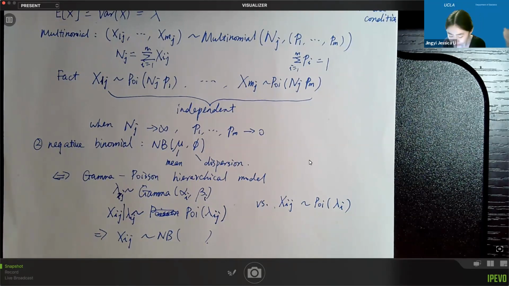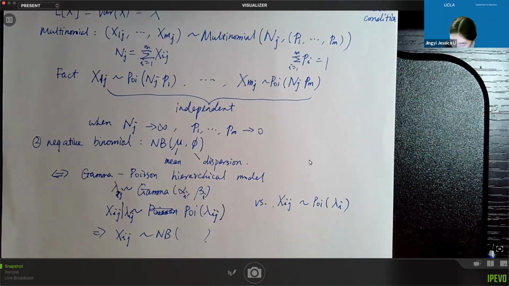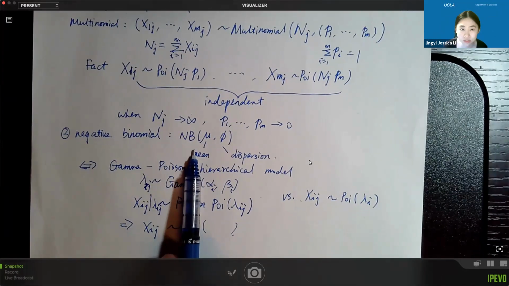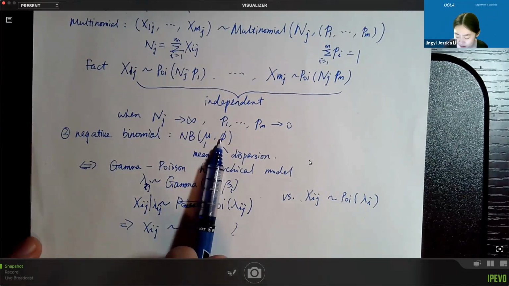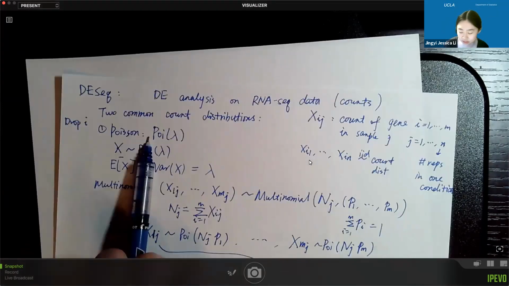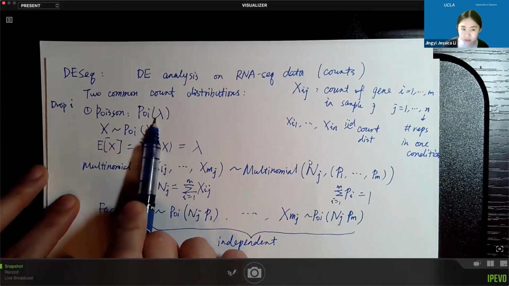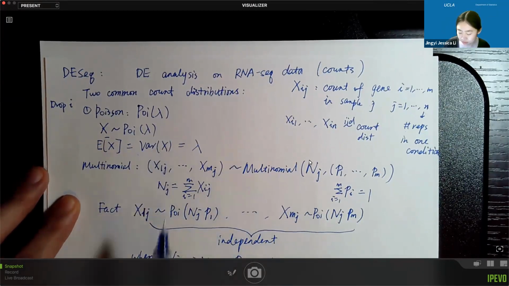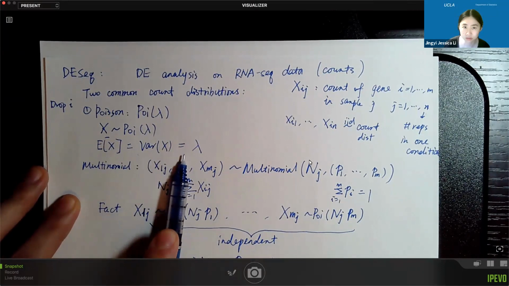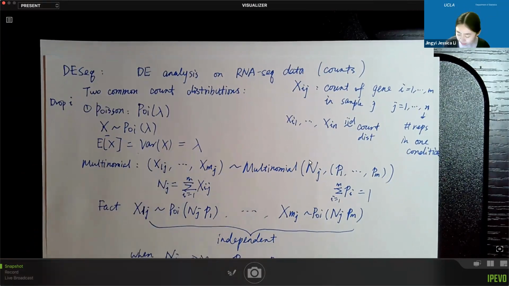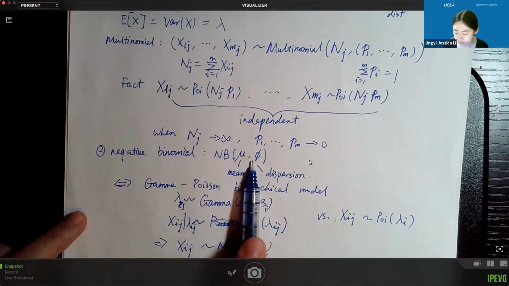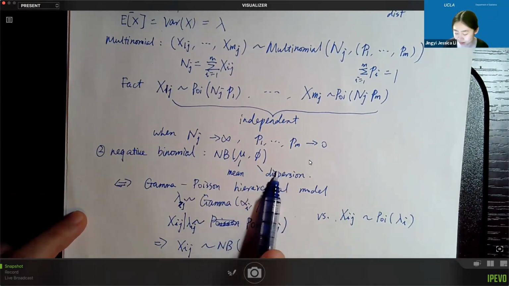Okay, so first let's revisit the negative binomial distribution. Last time we said that the negative binomial distribution is a count distribution. It has one more parameter than the Poisson distribution does. Poisson only has one parameter, which is both the mean and the variance. This is a very strong constraint for the Poisson distribution. Negative binomial allows us to make the variance bigger than the mean by introducing the dispersion parameter.